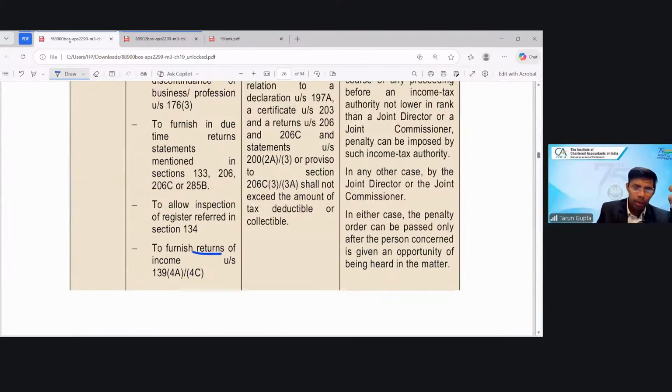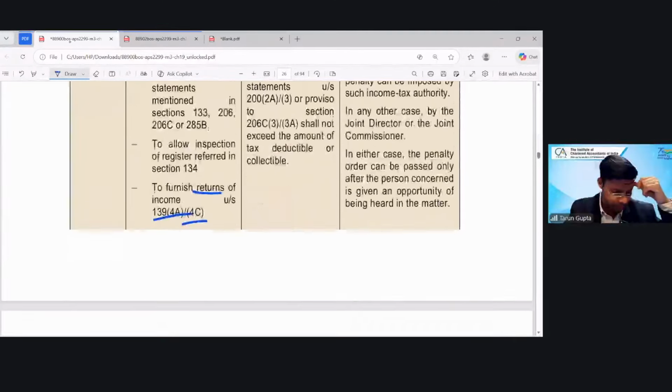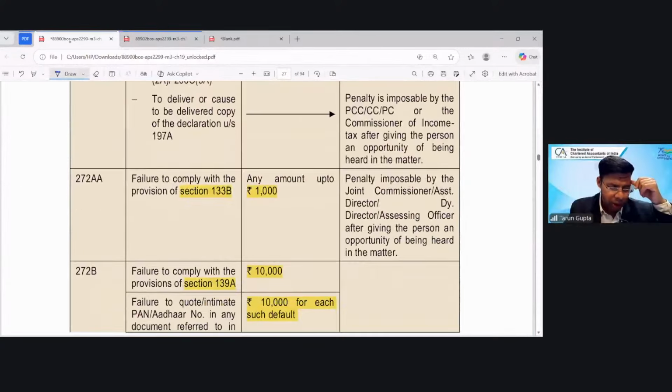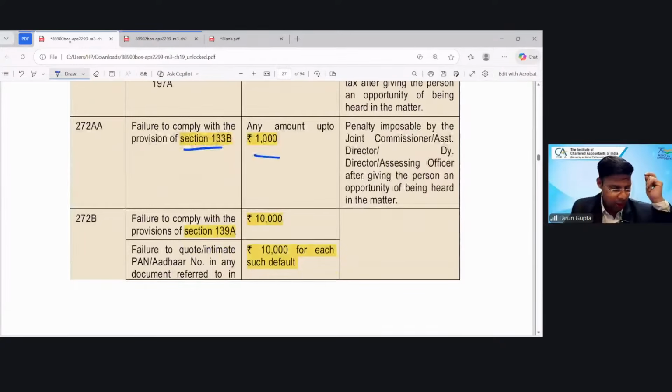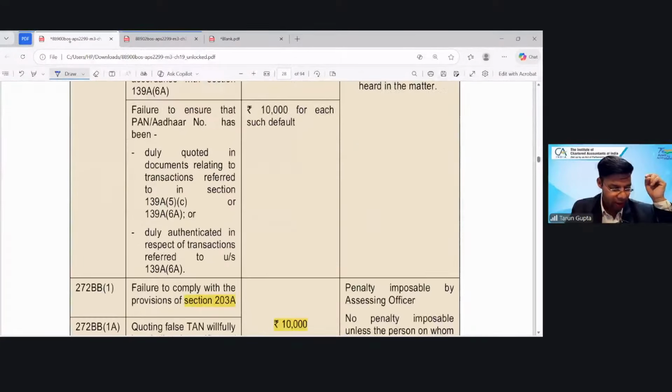Remember we discussed in the last class, if there's a default in furnishing the return of income by a charitable organization or an institution exempt under section 10, then there's a penalty of 500 for every day during which the default continues. Failure to comply with the provision of 133B: an amount up to rupees 1,000. In case of PAN, if there's a default, there is a penalty of rupees 10,000 for all such PAN defaults.